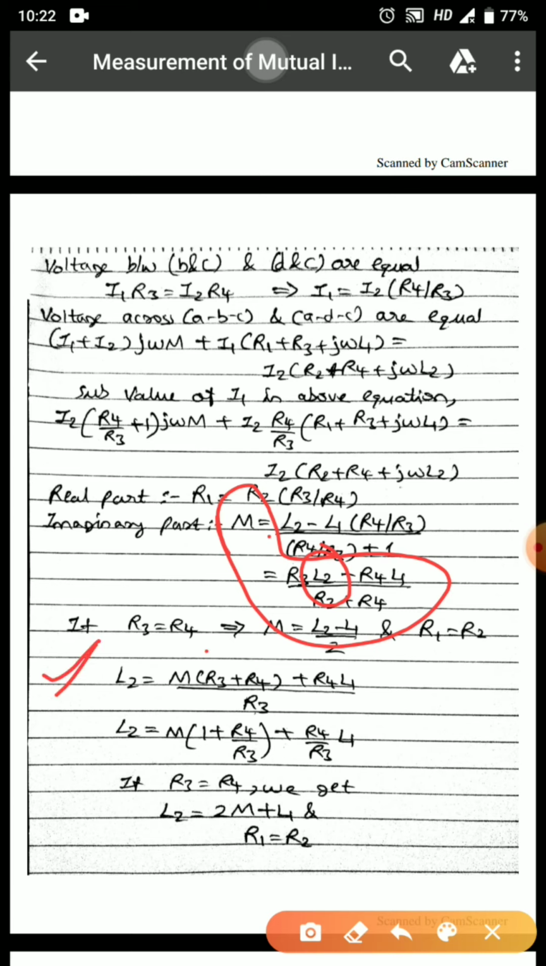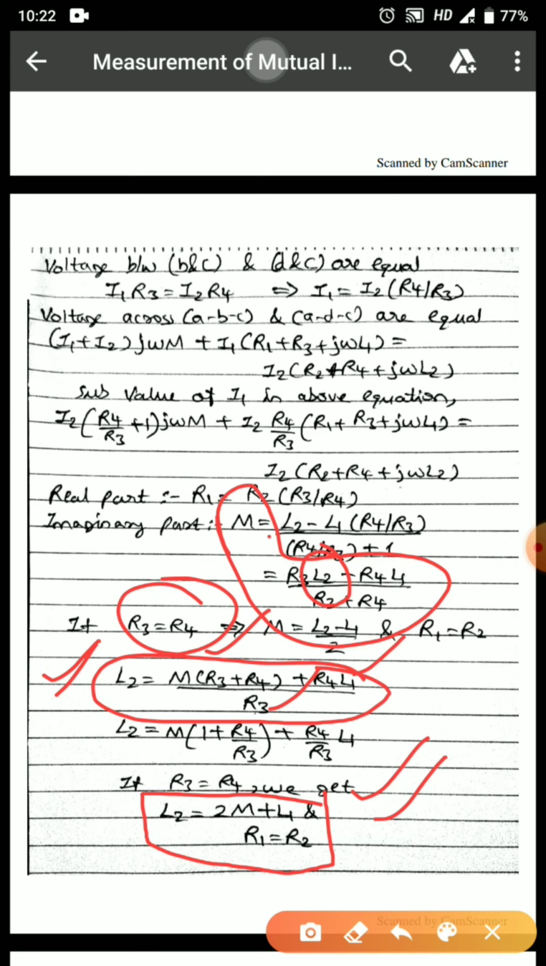L2 is equal to M into R3 plus R4, R4 plus L1. In this manner I am getting the value of L2. Now again, as I have considered, when R3 is equal to R4, considering the same situation, I will get the value of L2 is equal to 2M plus L1 and R1 is equal to R2. Now this expression that we have seen here, I will be using for Campbell's modification. So we have to keep this expression in mind. Now let us move further.